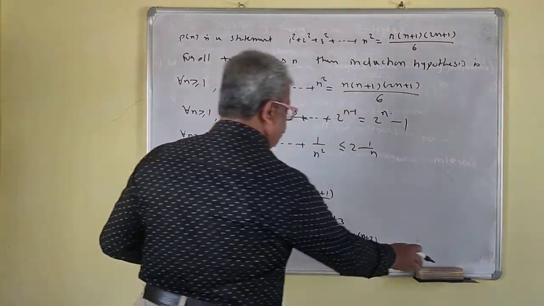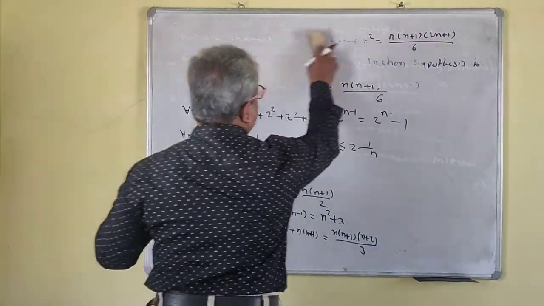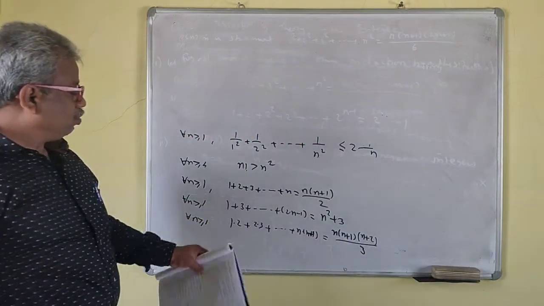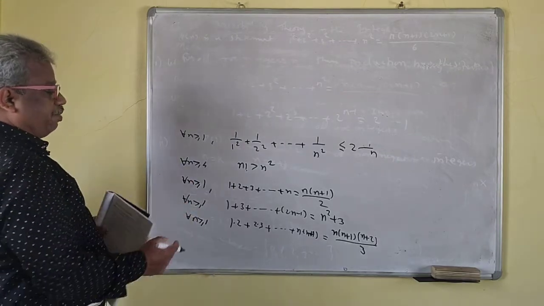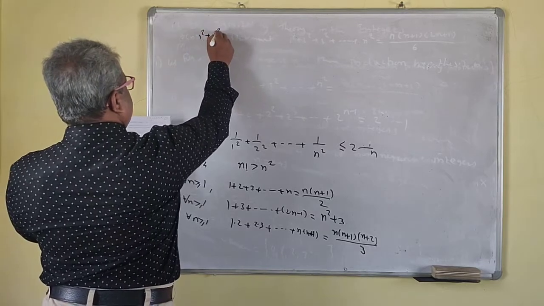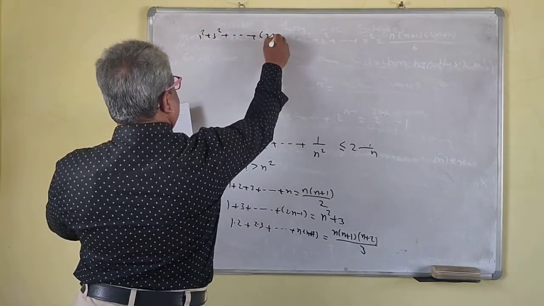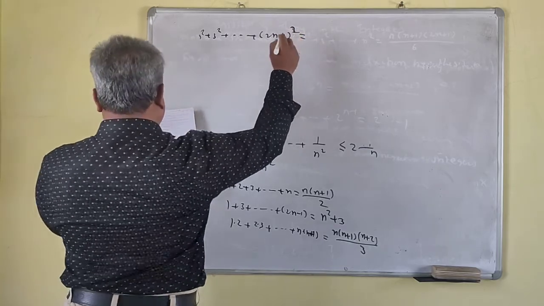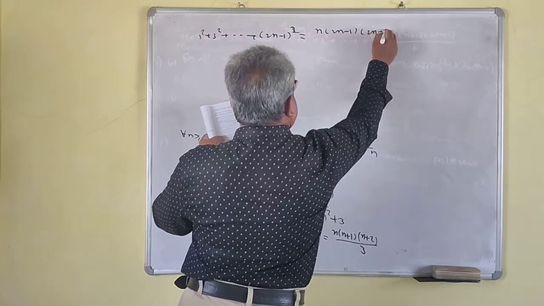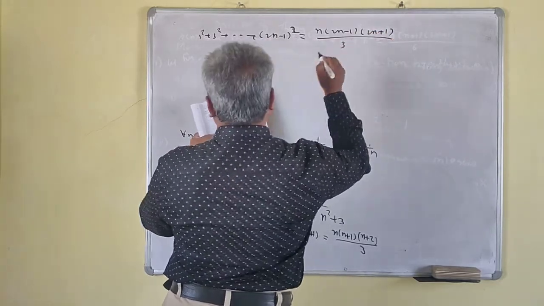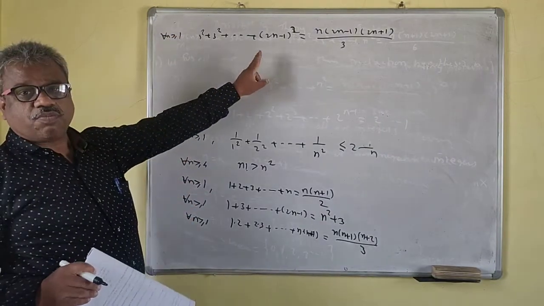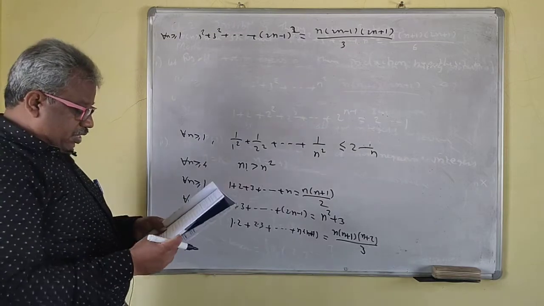Okay. So now these are the formulas. You should remember this. These are the formulas. You should remember this. This is the induction hypothesis. Okay. So 1 square plus 3 square plus dot dot dot. This is the sum of the squares of the first odd natural numbers. So it is n into twice n minus 1 into twice n plus 1 upon 3 for all n greater than or equal to 1. This is the sum of the squares of the first n odd natural numbers.